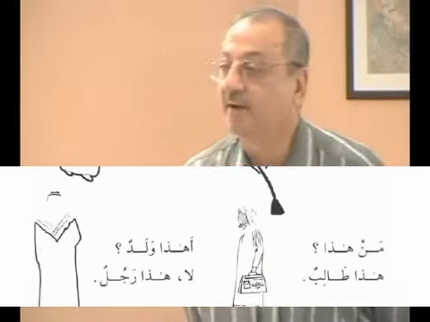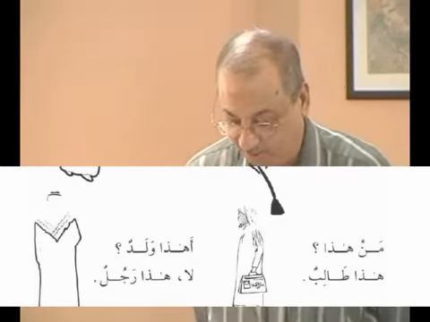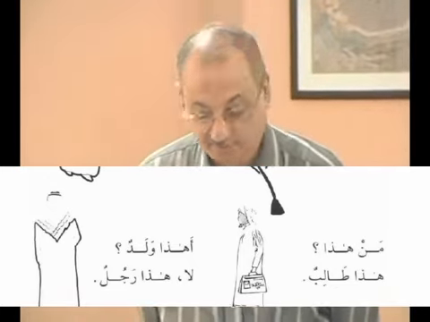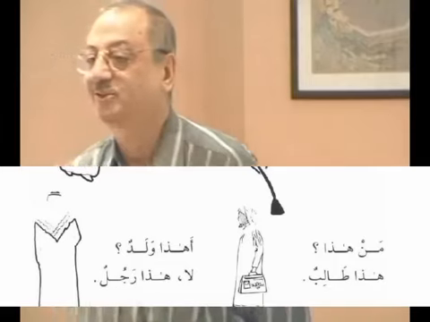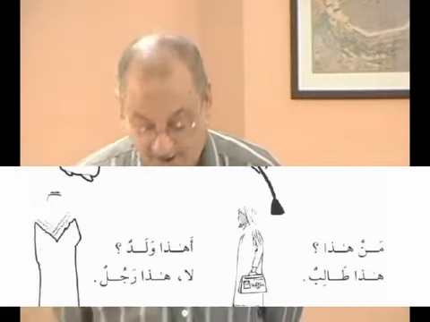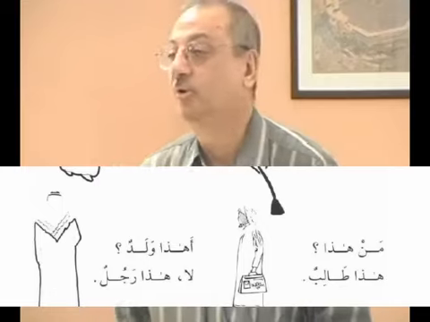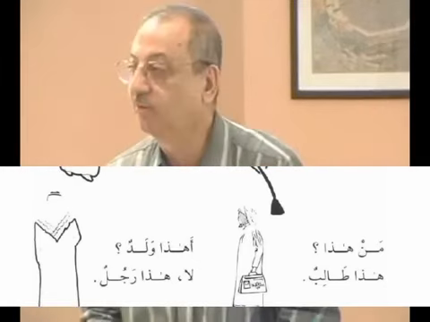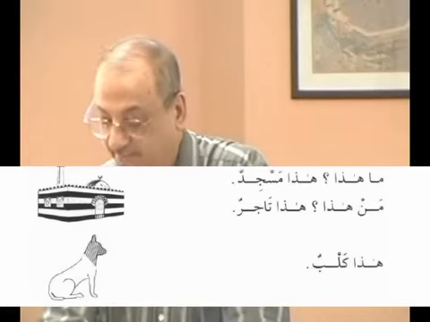Then next one, man haza? He has got his little school bag with him. Man haza? Haza talibun. Talibun. MashaAllah. Now the question. How do you start your question? By putting a. Ahaza waladun? Is this a boy? La. Haza rajulun. So all these new vocabs are coming, and you've got to memorize them. Rajulun, a man. Brothers and sisters, next one.